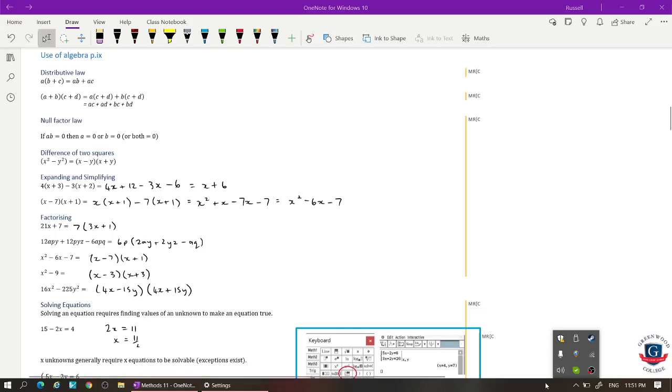Hi everybody. Let's look at some algebra now for our preparatory exercises before we start the term, just to remind us of some of the stuff we already know.